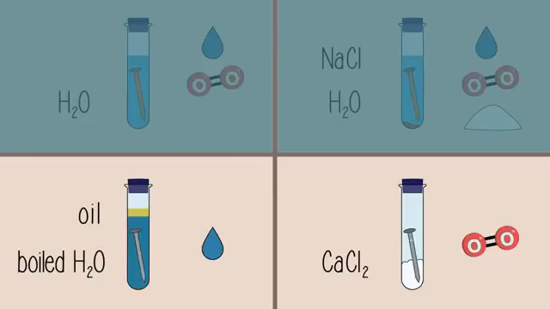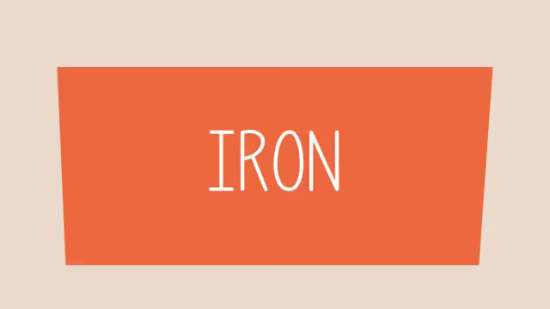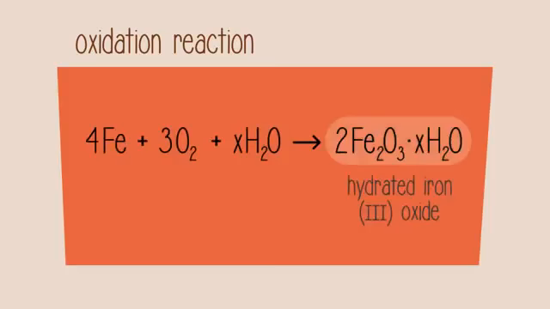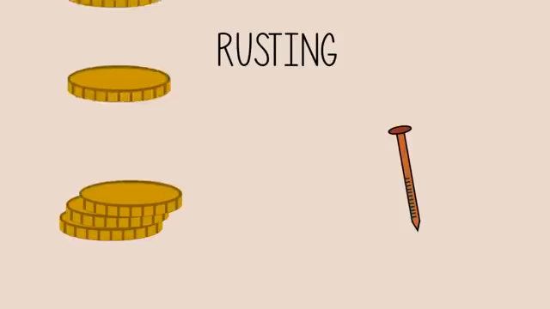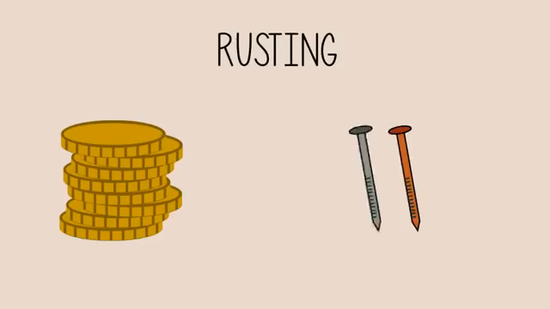So what has happened here? The iron has undergone an oxidation reaction, forming hydrated iron trioxide, or rust. Salt and acid act as a catalyst for this reaction, which is why the nail in the 2nd test tube formed more rust than the nail in the 1st test tube. Rusting can be very costly if we have to constantly replace these items made of iron and steel.